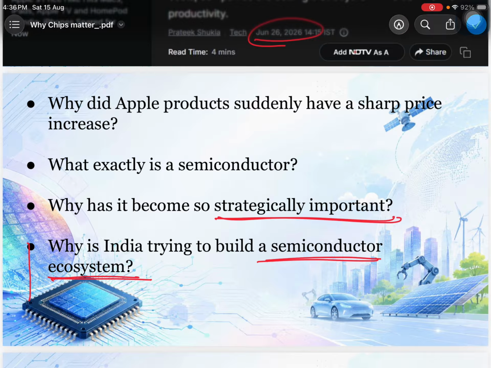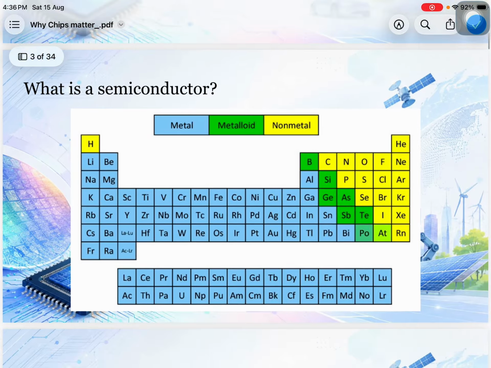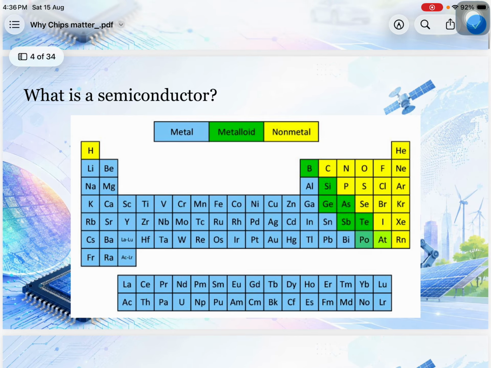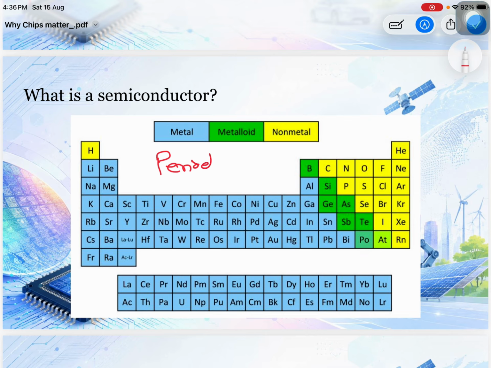Alright, so moving ahead, we will start with the basic dictionary meaning of semiconductor, and we will go back to our childhood classrooms, and this is nothing unfamiliar for you. This is familiar for everyone, I believe. This is nothing but the periodic table. Everybody knows this periodic table, and everybody understands what metals, non-metals and metalloids are.